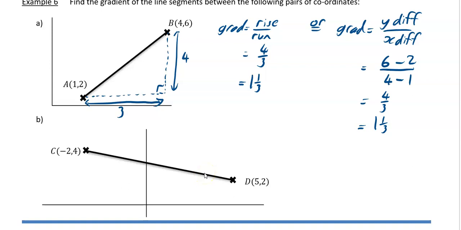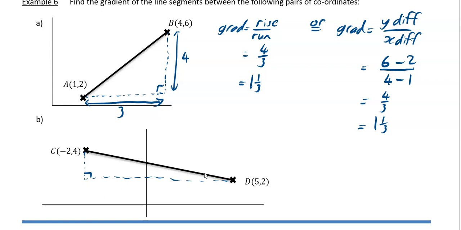Okay, same idea in this example. We're going to do the rise over run method, and then we'll do the other method. Even in this one, I would prefer to use the other method. But the rise in this one is a wee bit, and the run is a wee bit trickier.